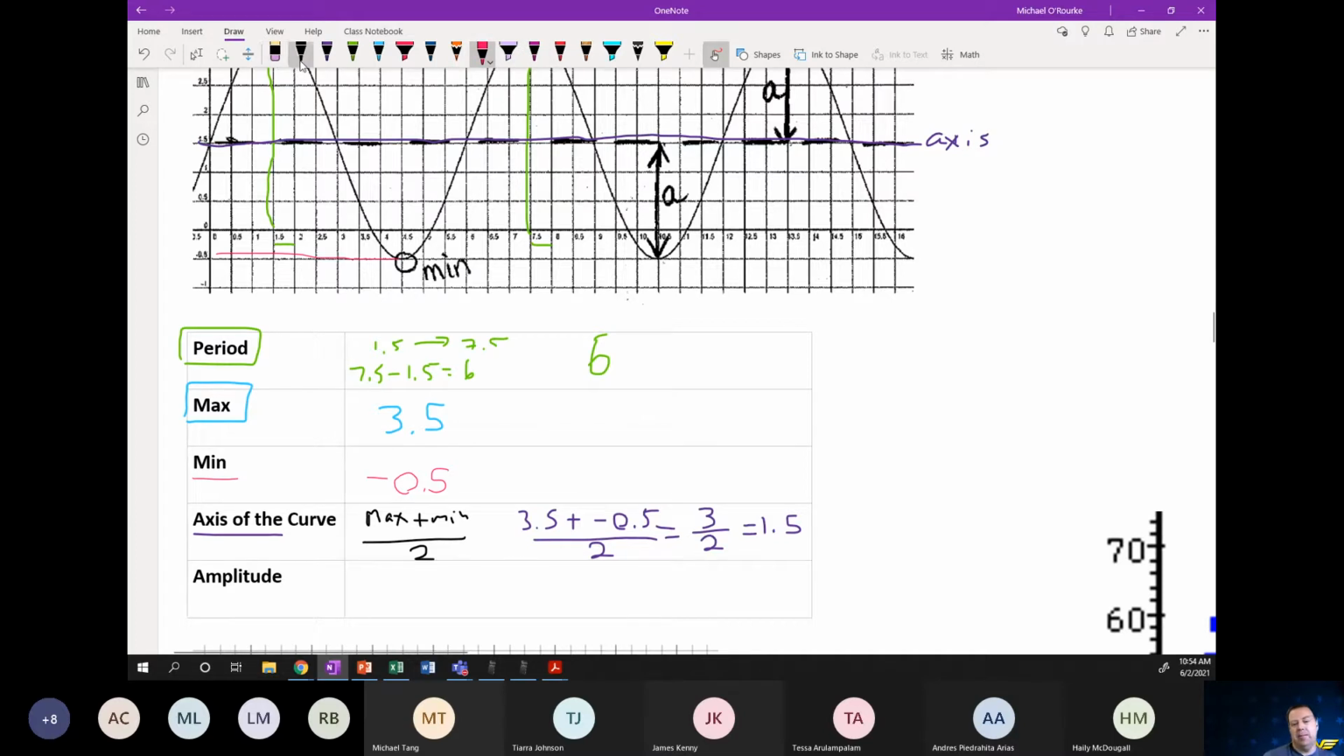Now my amplitude, any questions on that? Put a Q in chat if you have any questions. Besides that, we're good. And now my amplitude is max minus min divided by 2. So that's 3.5 minus negative 0.5 divided by 2, which would equal 4 divided by 2 equals 2. So that means it goes down 2 and up 2 every time.